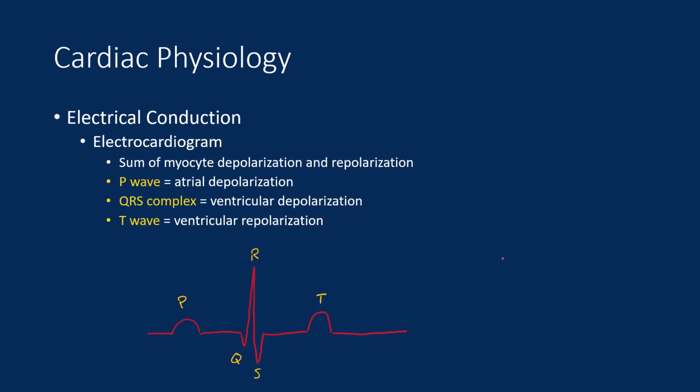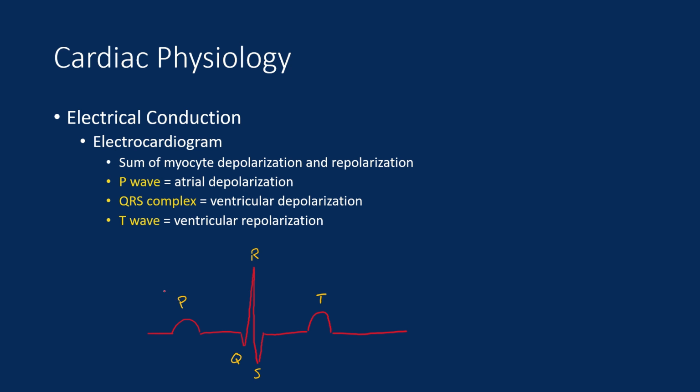So having learned a little bit about the conduction system of the heart, we can now turn to the electrocardiogram, or EKG. So the EKG measures the sum of the myocyte depolarization and repolarization. It's essentially the grand total of all electrical activity occurring in the heart at any given time.